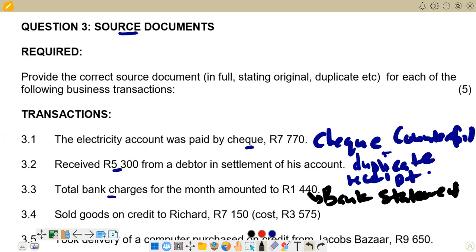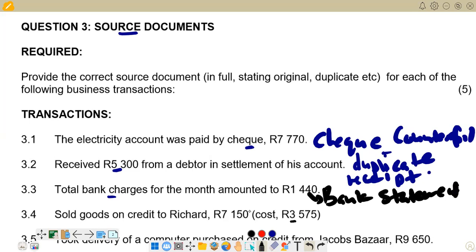So you're now on 3.4. It reads: sold goods on credit to Anna Richard 7,150. The cost of those goods is 3,575. So basically, this cost represents what we paid when we bought these goods that we are selling. Remember, a trading business does buying and selling of goods. So when we bought these goods, we bought them for 3,575. Then when we put a markup, we are now selling them at a selling price of 7,150.